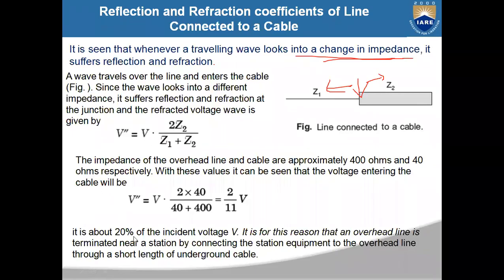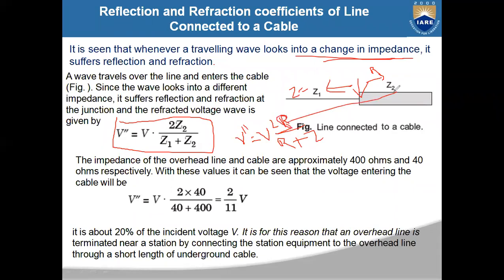Now let us see this case with the line connected to the cable. Here, Z you have to substitute as Z1, and in place of R you have to substitute Z2. From the previous equation which was derived for the resistance case, V double dash will be equal to V into 2Z2 by Z1 plus Z2. For the resistance case, what you derived is V double dash is equal to V into 2R by R plus Z. Here R is nothing but the cable impedance Z2, and Z is nothing but Z1. So the refracted or transmitted voltage V double dash will be equal to V into 2Z2 by Z1 plus Z2.